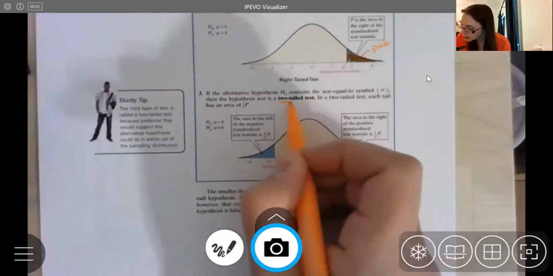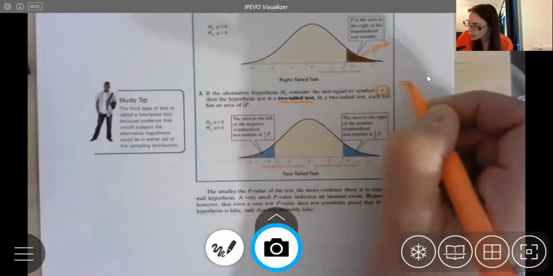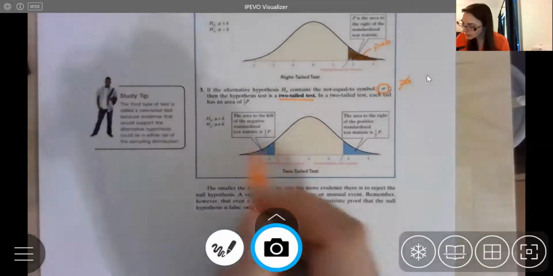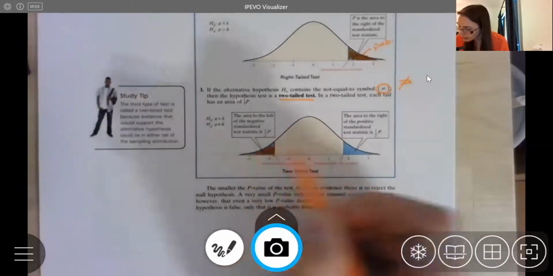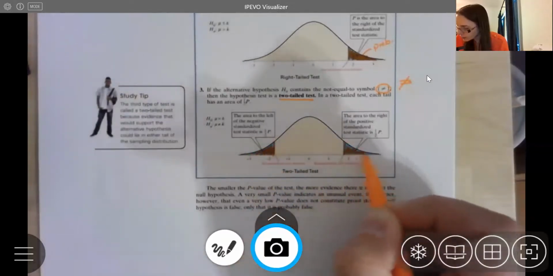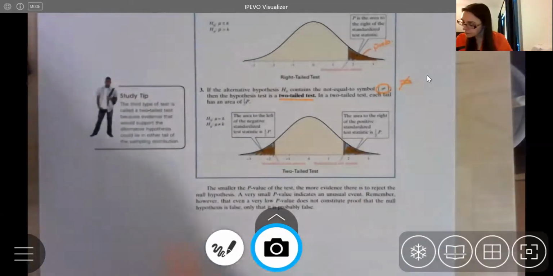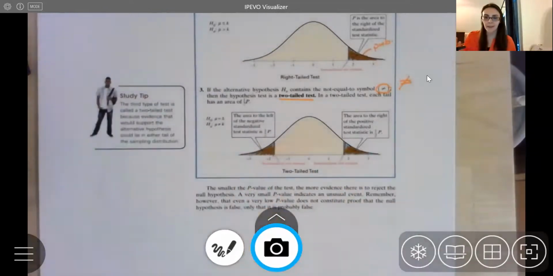Now, a two-tailed test is used if you have a not equal sign in the alternative hypothesis. So basically what's going to happen here is half your area is going to be here, and the other half of your area is going to be here. So it's two-tailed, meaning it's on both sides, and each has half the probability. So you're going to find both areas and add them up together. They should be the same on both sides, so you're just going to double one of them. And that's going to be your probability in that case.